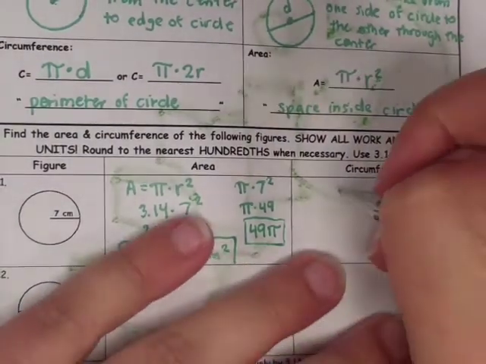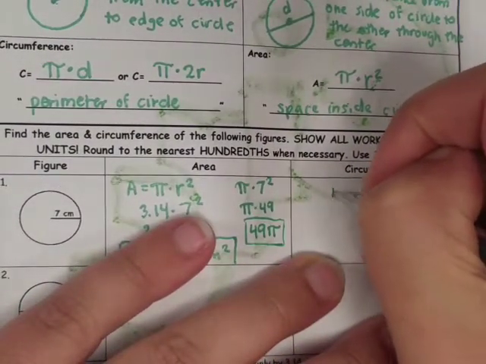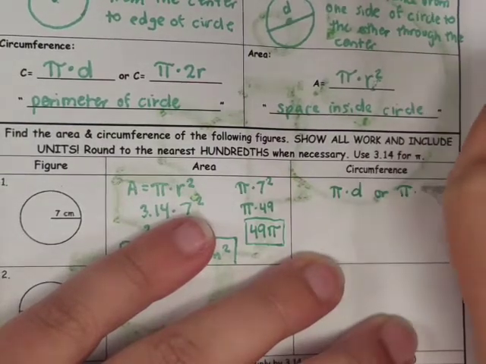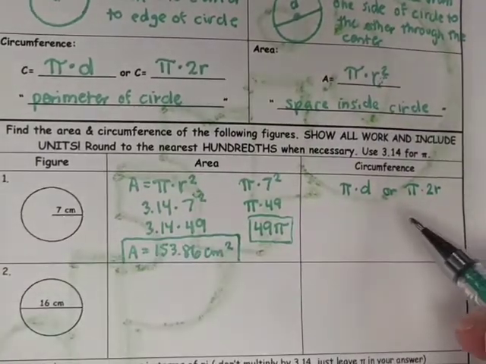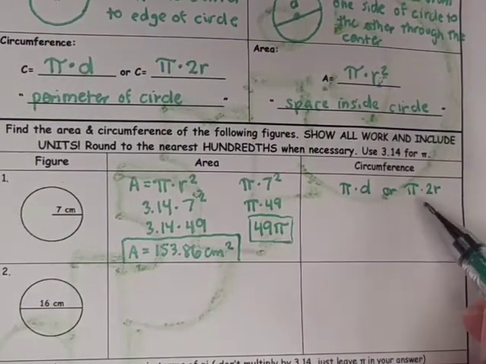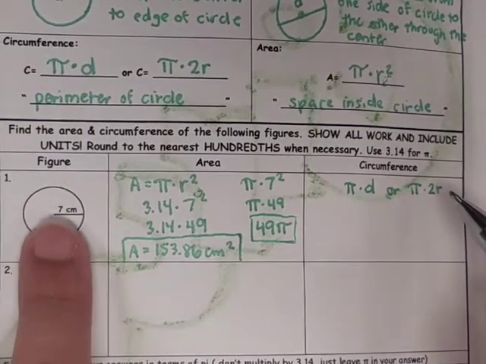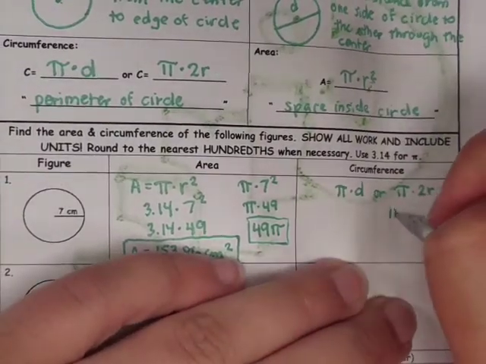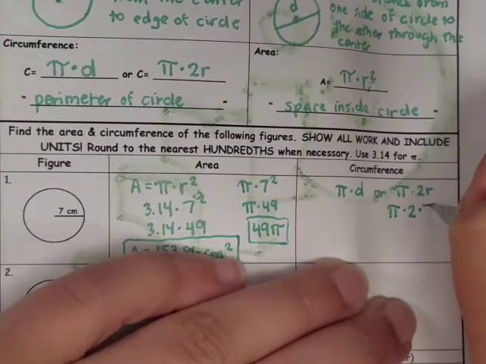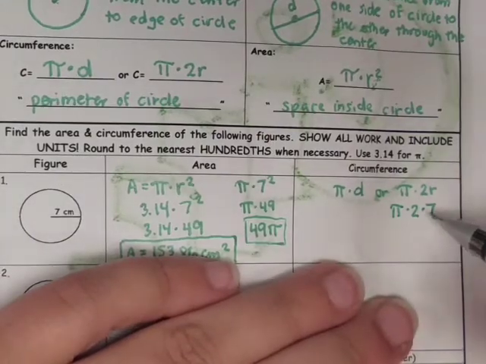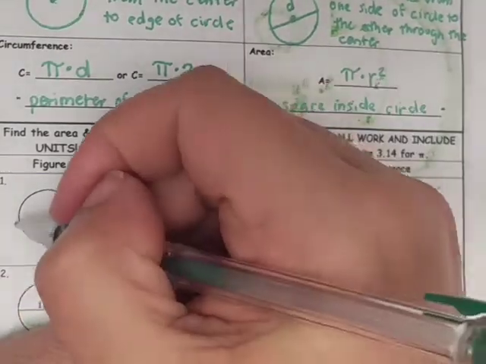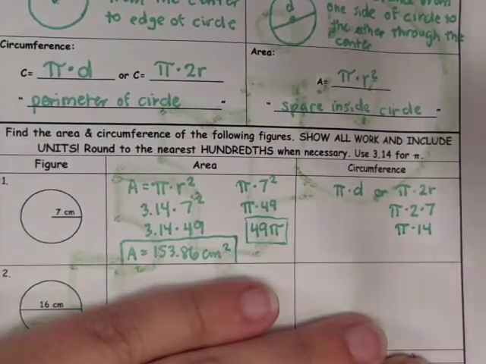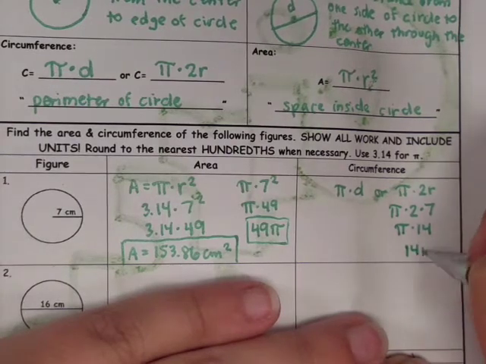All right, circumference. Both circumference formulas are pi times diameter, or pi times 2 radii. Now, if they give you diameter, use diameter. If they give you radius, you're just going to double it. So here they give us a radius of 7. So that means we're going to use this one over here, and we're just going to double it. So pi times 2 times 7, because 2 times 7 gives me 14, which goes all the way across the circle. So pi times 14. So if I leave this in terms of pi, it's 14 pi.